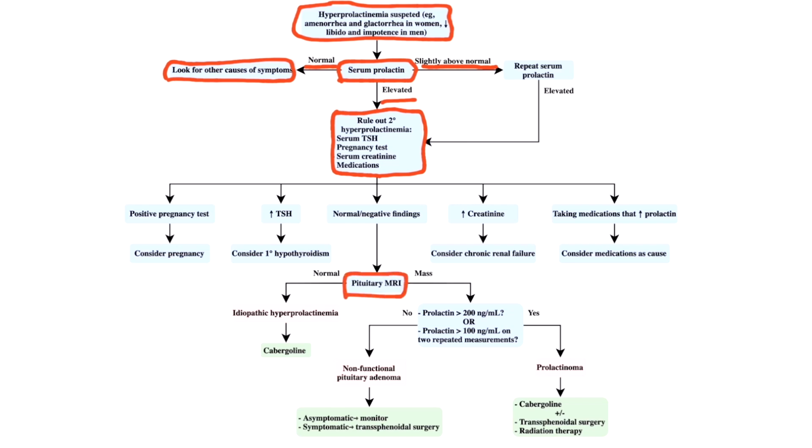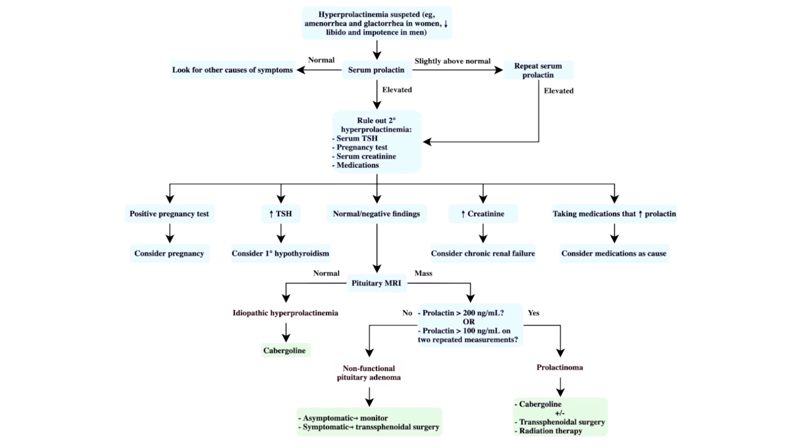And here, a pituitary mass can be found. It can be a prolactinoma or a non-functional pituitary adenoma. However, a prolactinoma is more likely when the serum prolactin levels are above 200 nanograms per liter on one measurement or above 100 nanograms per liter on 2 repeated measurements. If no abnormal findings are detected on an MRI, then the patient is diagnosed with idiopathic hyperprolactinemia.